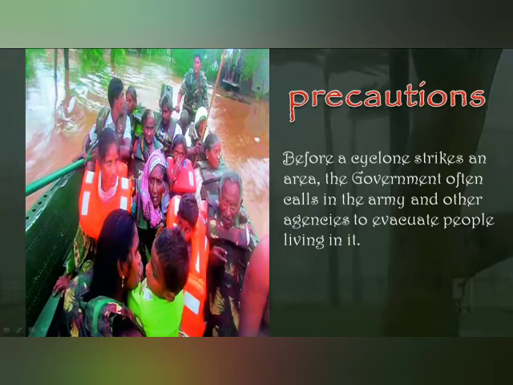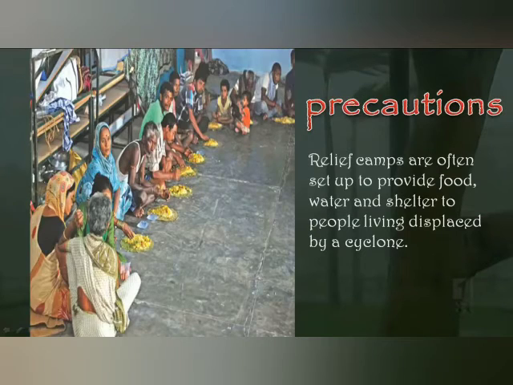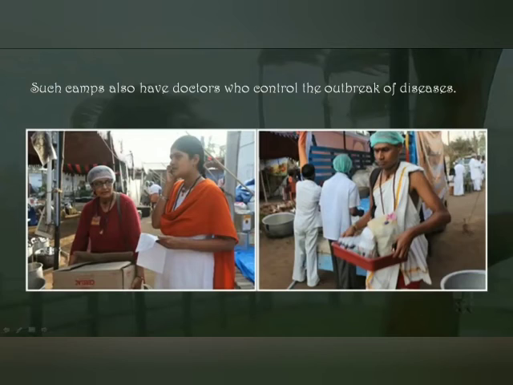Before a cyclone strikes an area, the government often calls in the army and other agencies to evacuate people living in it. Relief camps are often set up to provide food, water, and shelter to people displaced by a cyclone. Such camps also have doctors who control the outbreak of diseases. Here the chapter is complete.